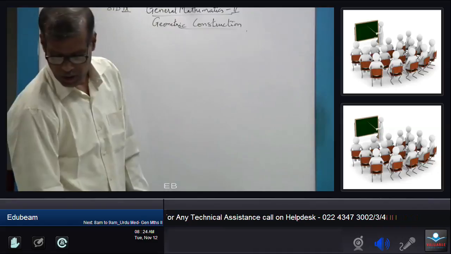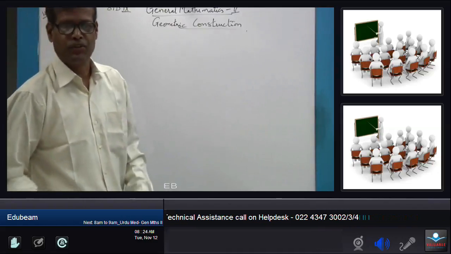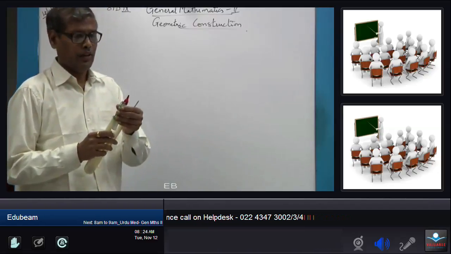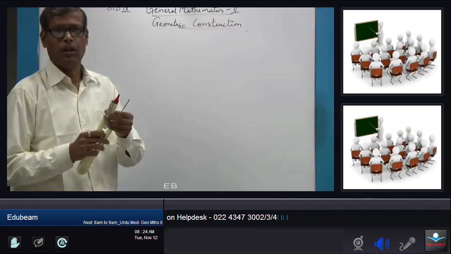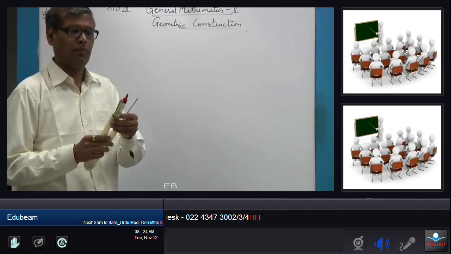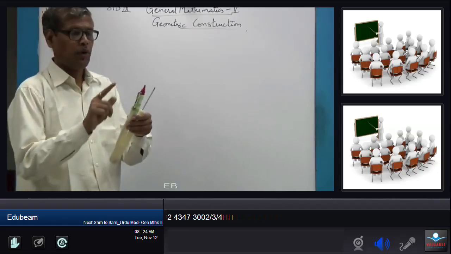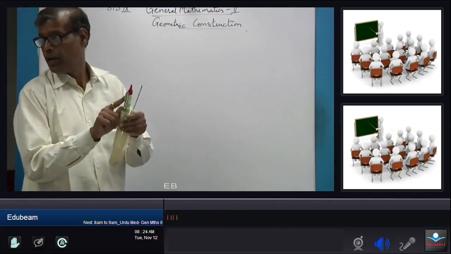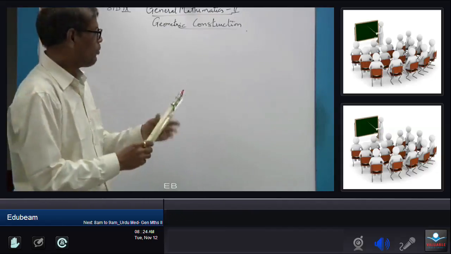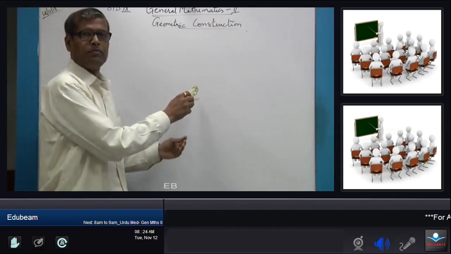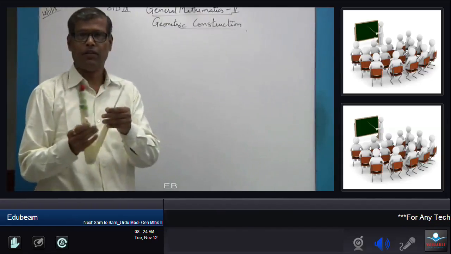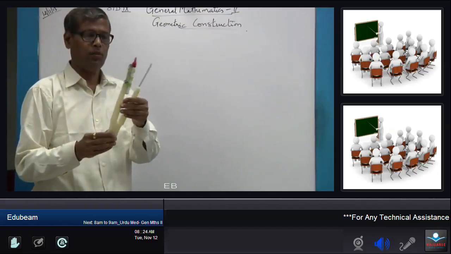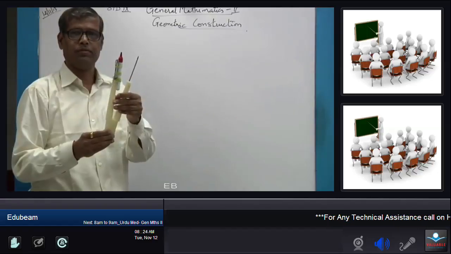So if this is okay, then every construction will be good. The third, fourth and fifth instruments you are going to use are the set squares. Basically, set square is of two types. One is the 45, 90, 45 angle set square.